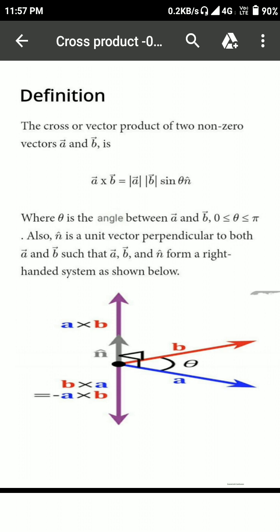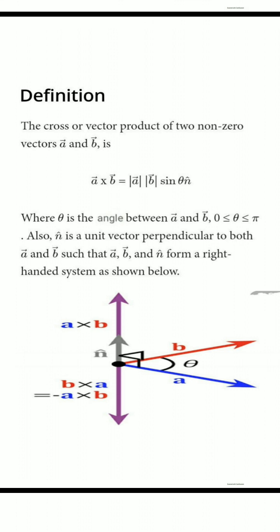Now, from the figure, we see that a and b are two vectors, and the angle between them is theta. The vector a cross b is perpendicular to both a and b, and there is another vector, b cross a, that is also perpendicular to both a and b. Here we also see that a cross b and b cross a are in opposite directions. Let me explain this.